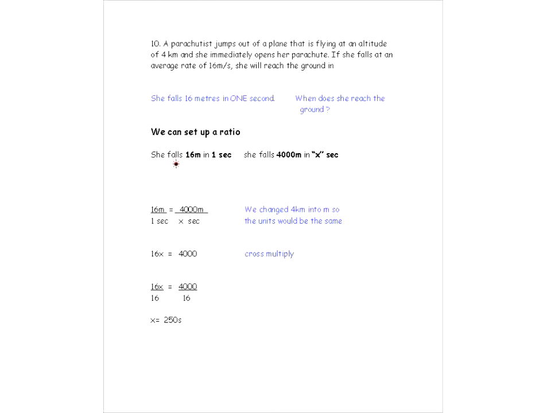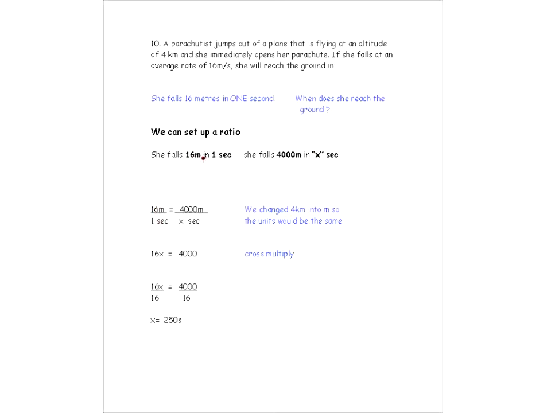So if you wrote the sentence, you would say she falls 16 meters in 1 second. Okay, that you can pull out of this. And then you say she falls 4,000 meters in X seconds. So that's what we need to find, the X seconds.